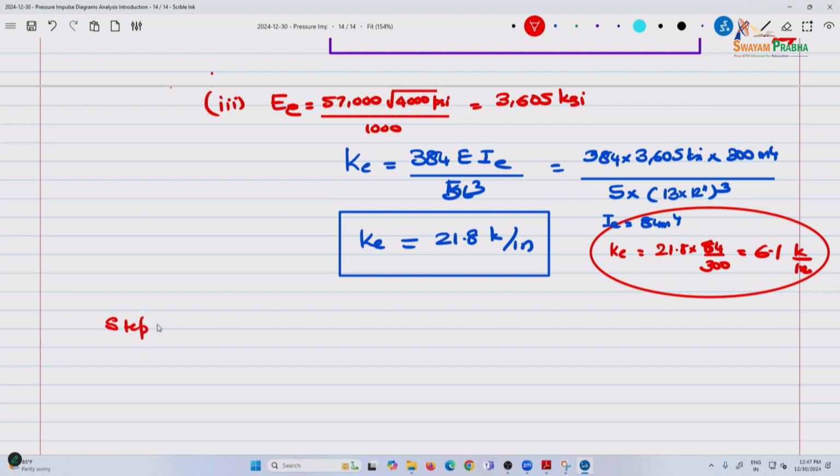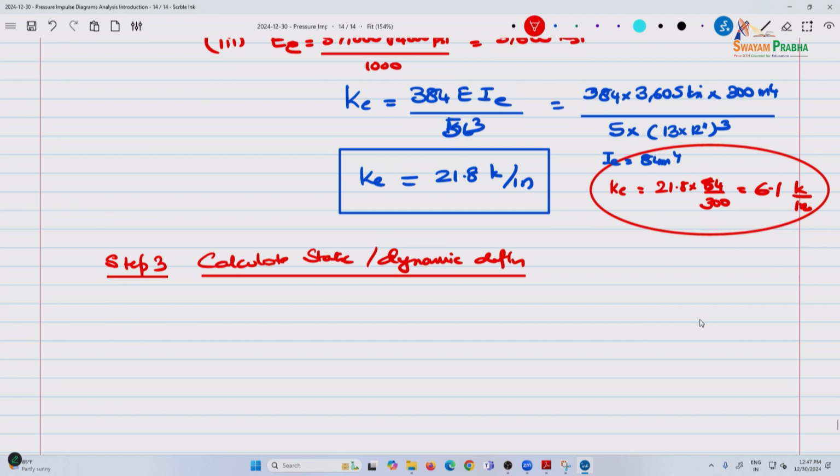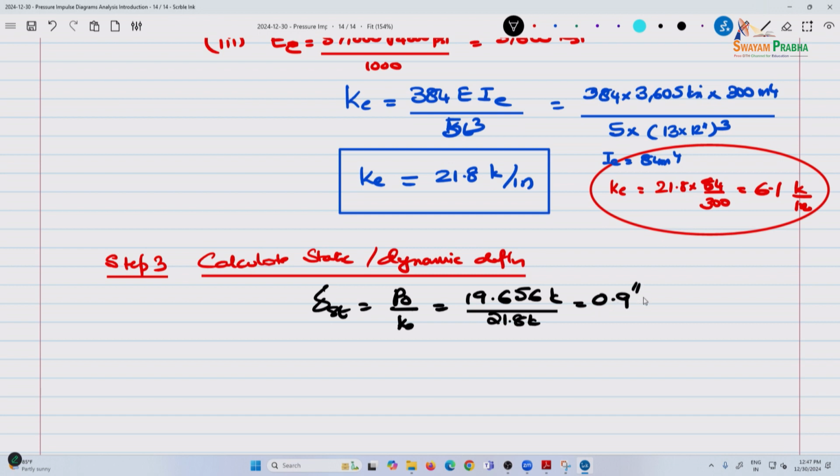I don't know which step we are in, but calculate static and dynamic deflection. The static deflection is P naught by KE, which is 19.656 kips divided by 21.8 kips. So the difference would come somewhere here, 0.9 inches.